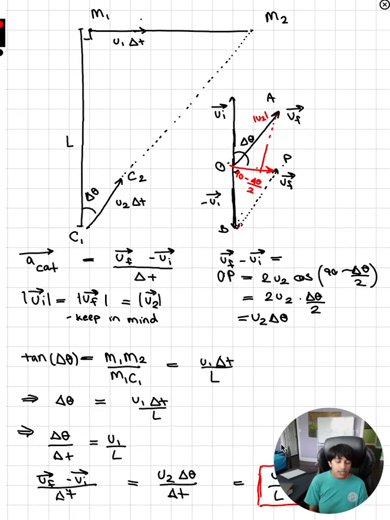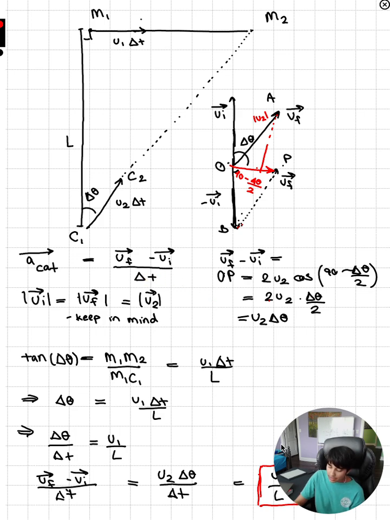And since del theta is a really small angle that is so close to 0, we say in trigonometry that if an angle is extremely close to 0, then the sine of the angle virtually becomes that angle. If you don't know this, I might make a separate video for it. The same applies for tangent, as you'll see later in this problem as well. So I'm just giving you a heads up. So OP will end up simplifying to 2 times u2 times del theta over 2, which simplifies to u2 times del theta.